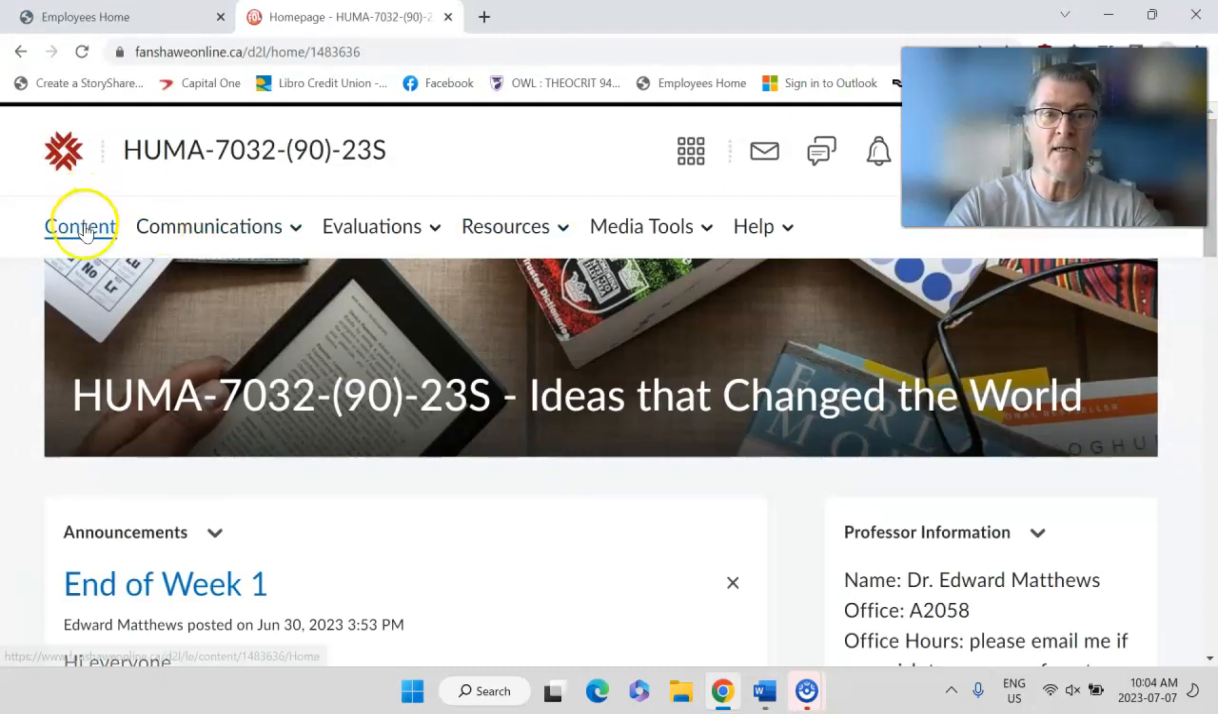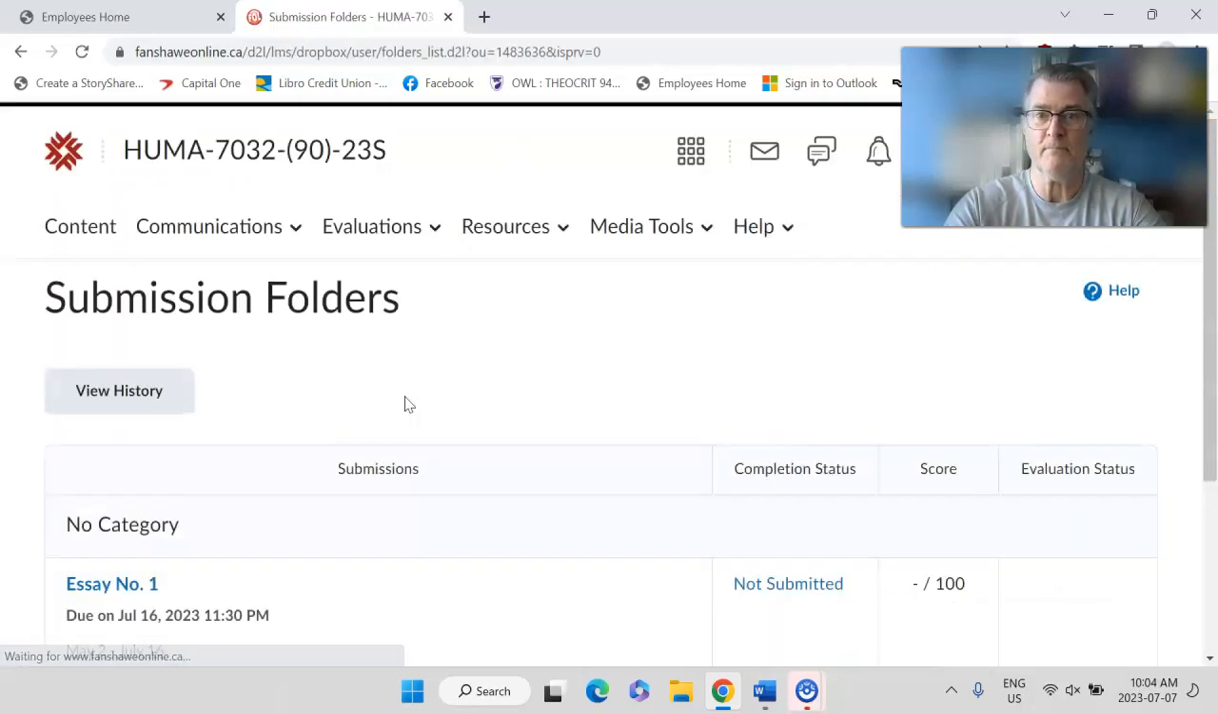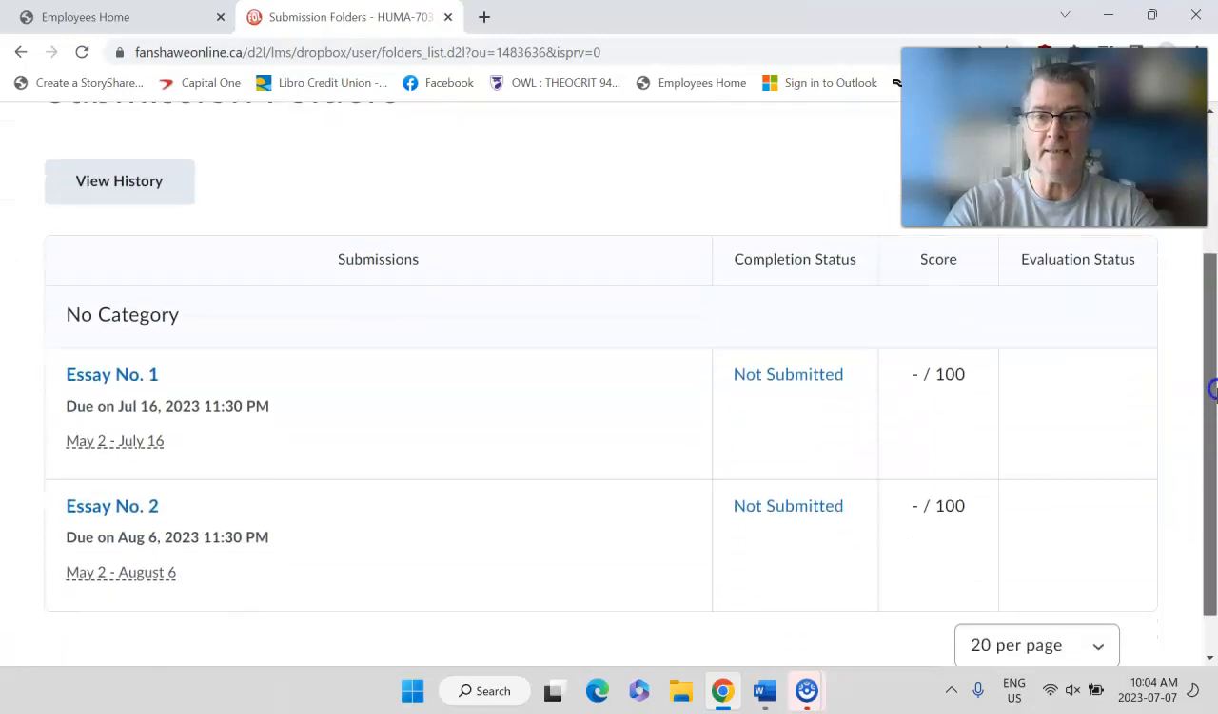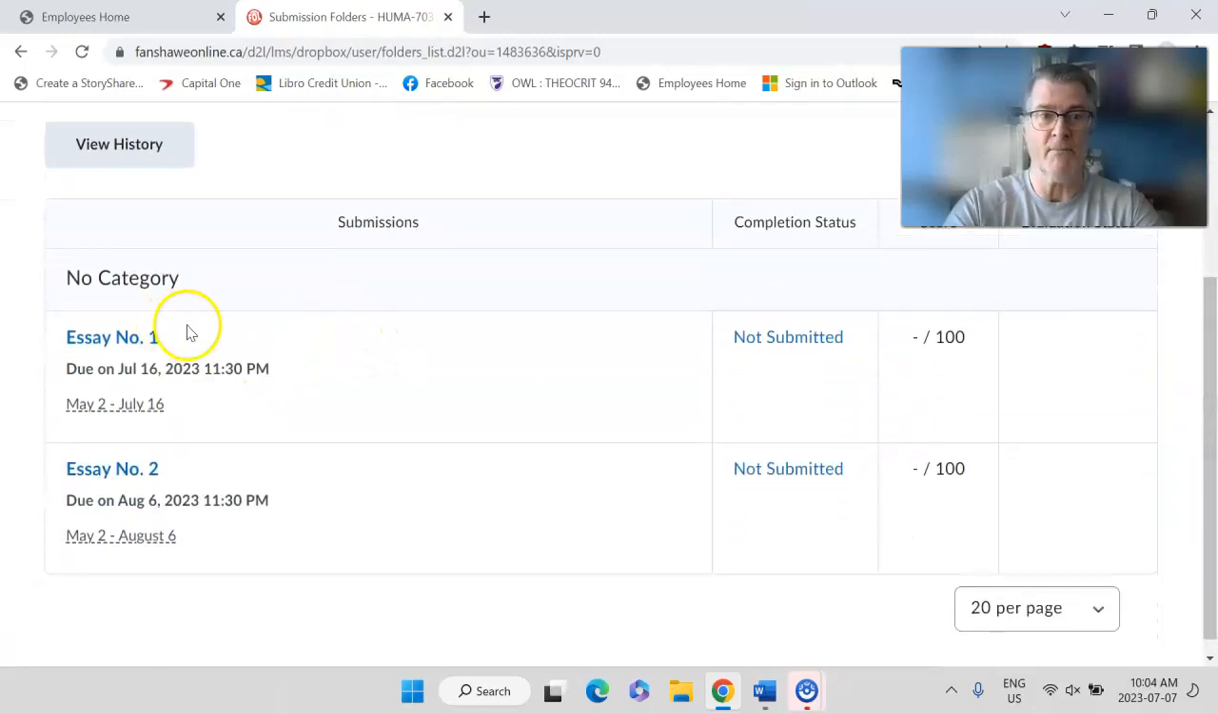And if you go to content, well, first I'll show you this. Under evaluations, go to submissions. And there is essay number 1, due July 16th, 2023, 11:30. I'll move that to 11:59. Some people work till 11 o'clock, but I will change that to 11:59. But the first essay will be due on July 16th. So not this coming Sunday, but the next Sunday.